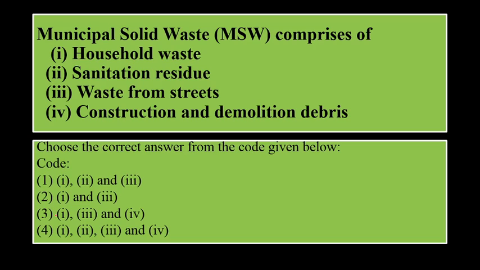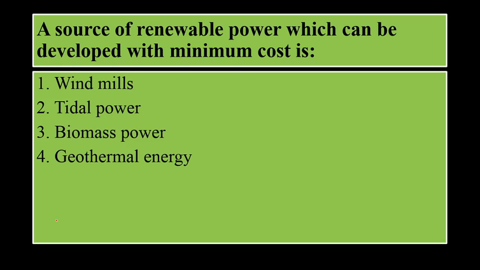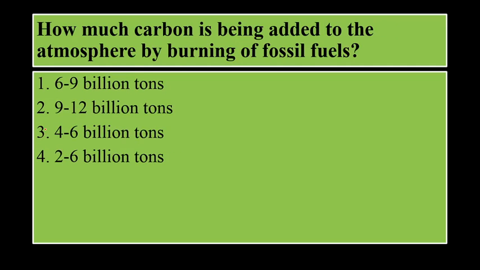Municipal solid waste (MSW) comprises household waste, sanitation residues, waste from streets, and construction and demolition debris. So all of these constitute municipal solid waste. A source of renewable power which can be developed with minimum cost: windmills, tidal power, biomass power or geothermal energy. The answer is biomass power. Basically, in biomass power you use biomass which is of no use, so it is a very cheap resource for the development of energy.